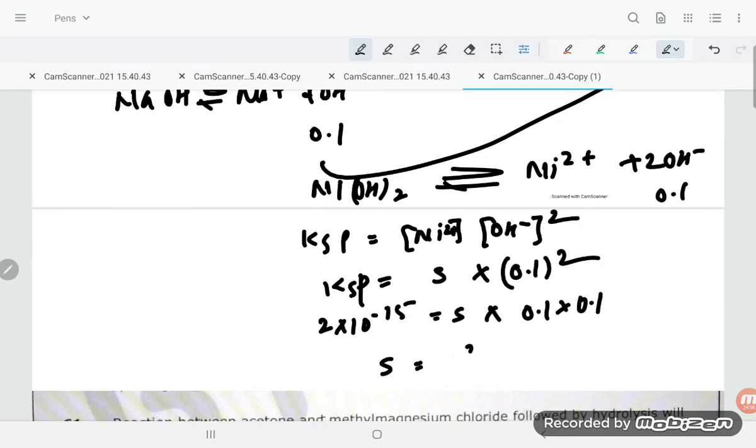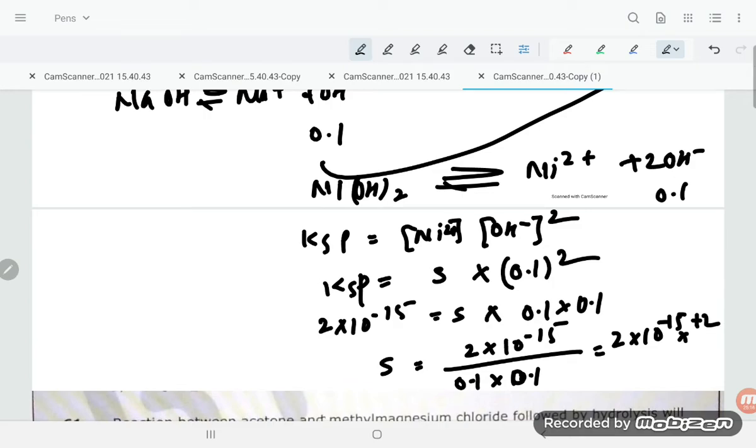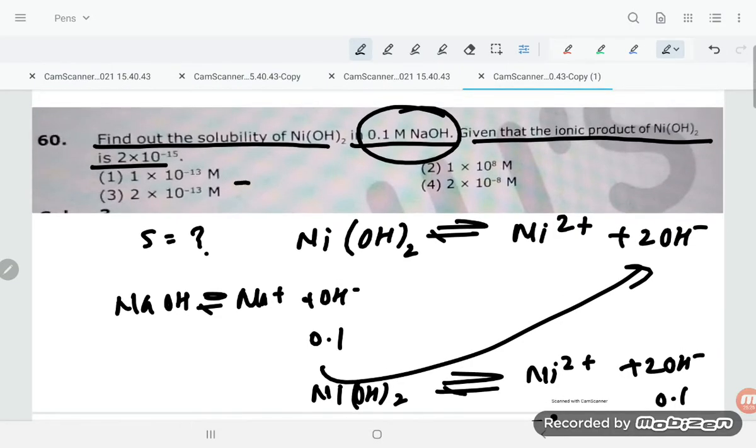So S is equal to what? 2 into 10 power minus 15 divided by 0.1 into 0.1. So what will happen, student? 2 into 10 power minus 15 into 10 power minus 2 will go, so 10 power plus 2, right? So this will be 2 into 10 power minus 13, which is our answer. Correct option is option number 3, students.